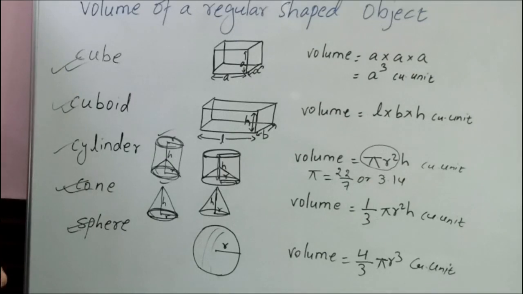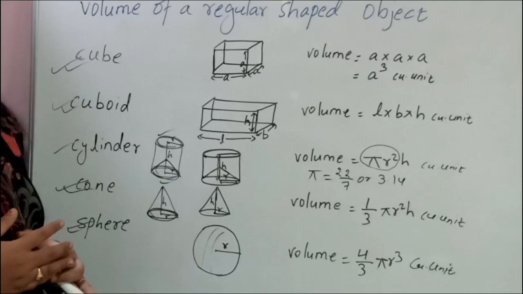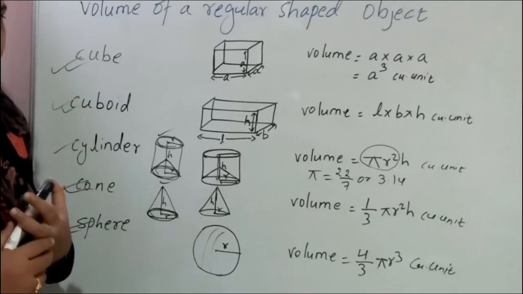Now the volume of irregular shaped objects, we can find by a different method. That one we will discuss tomorrow. Clear? So today what we learned? First we learned how to find the area of an irregular object. The area of an irregular object we can find by use of graph paper. Clear?